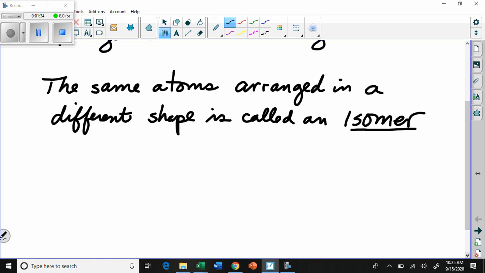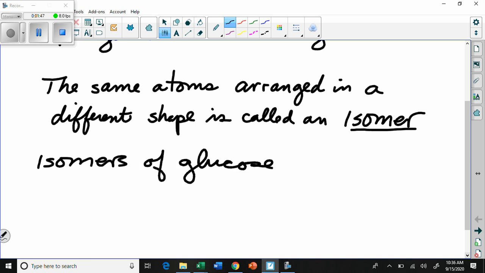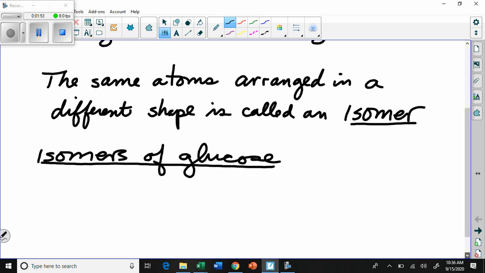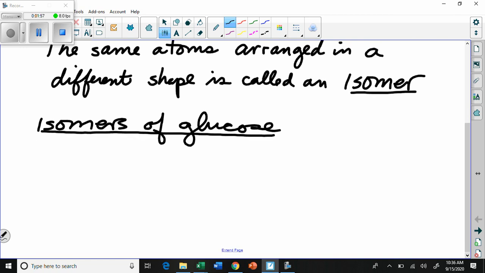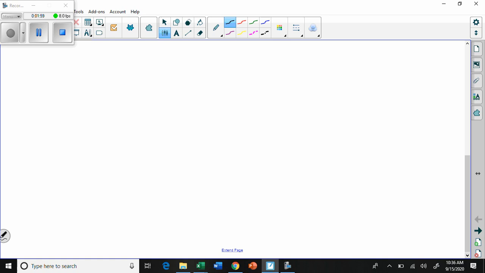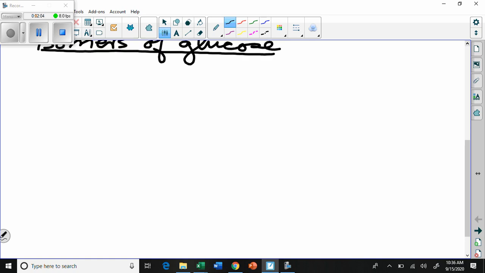And so the example we're going to use is glucose. So we're going to talk about isomers of glucose. We'll use that as our starting point for talking about carbohydrate molecules in general. Okay, so very briefly, I'm going to show you two different ways to draw glucose. One is called the Fischer projection.